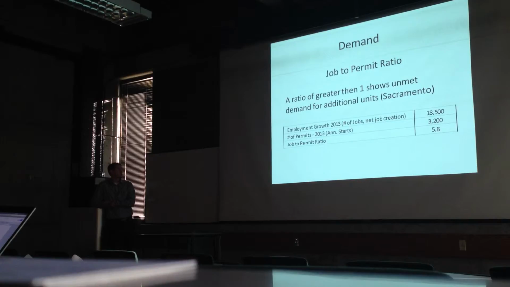The job to permit ratio, that's another interesting way that Woodside Homes figures out whether or not there's a demand for single-family housing. They look at the employment growth for 2013. It's the number of net job creation, so in this case, 18.5. Then the number of permits. Permits are for houses, obviously, permits being pulled. And then the job to permit ratio. Anything over 1 would indicate demand for single-family housing.